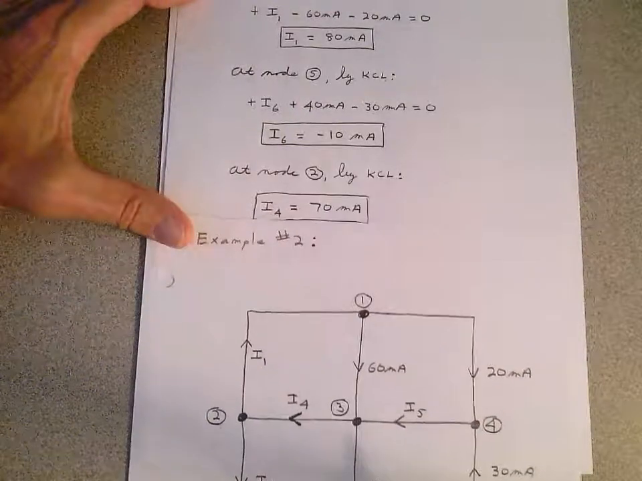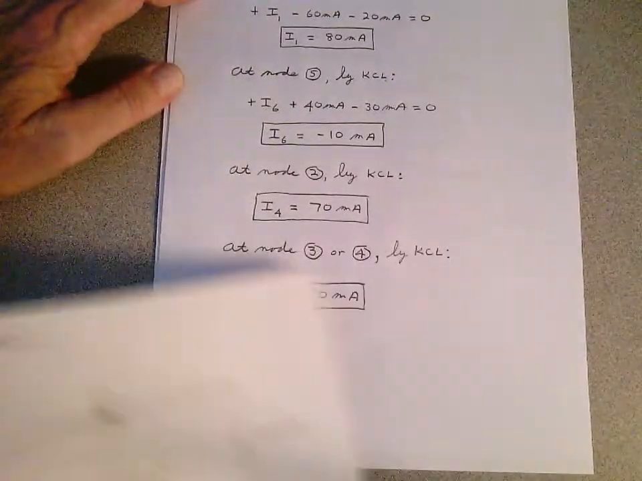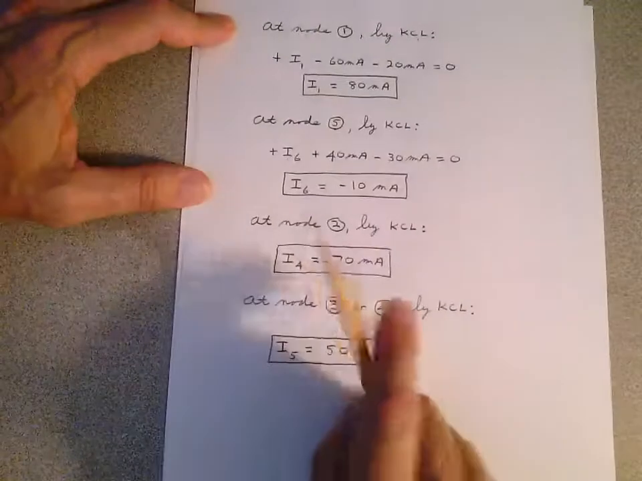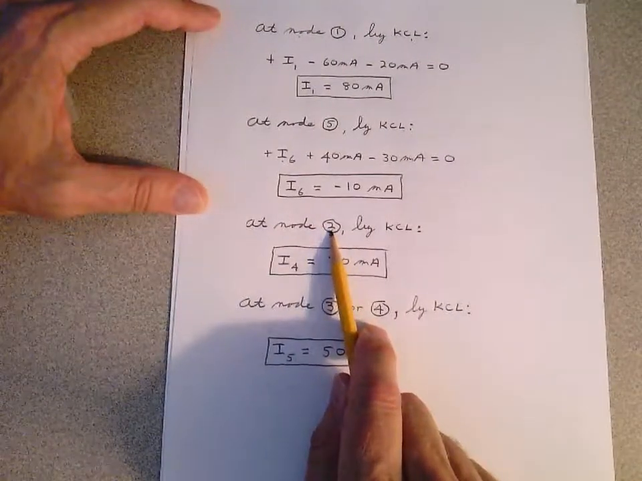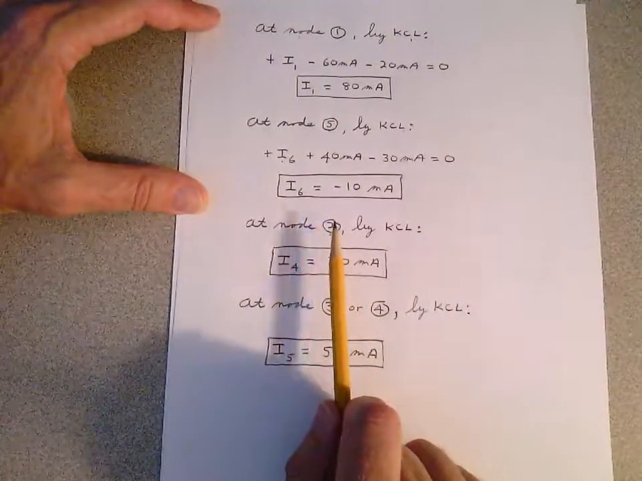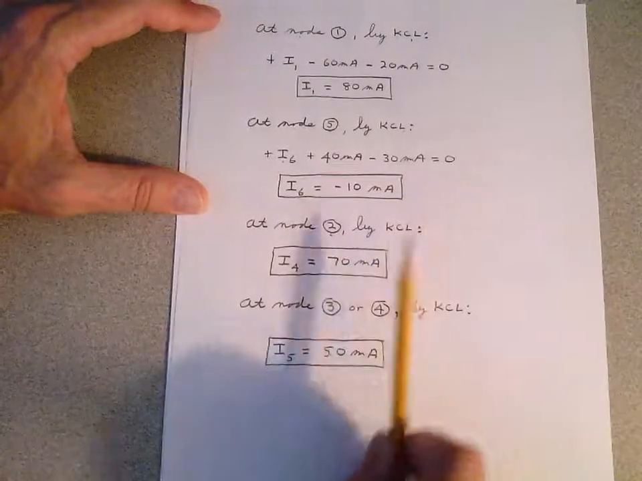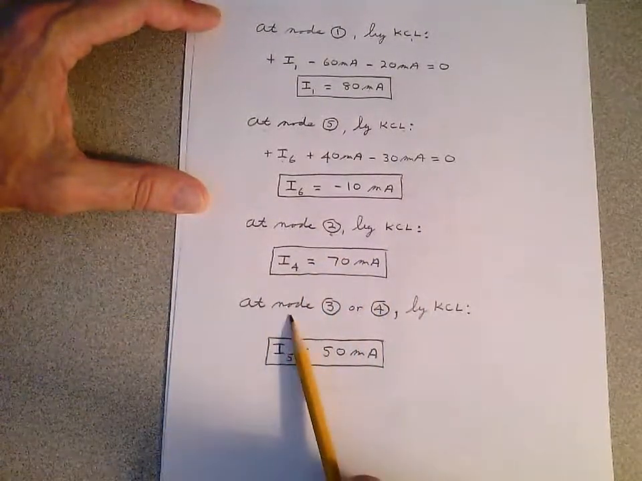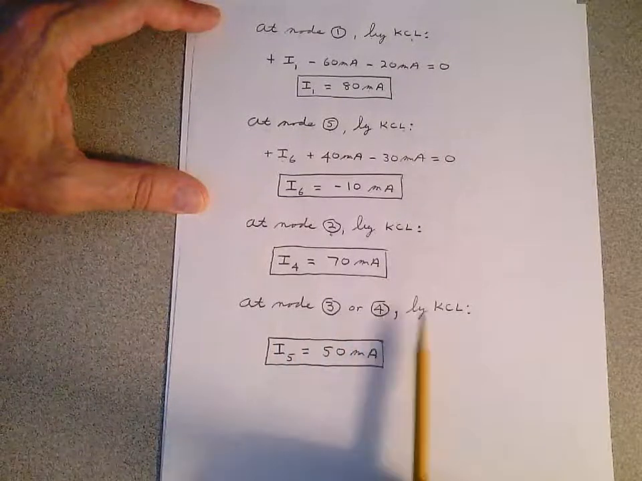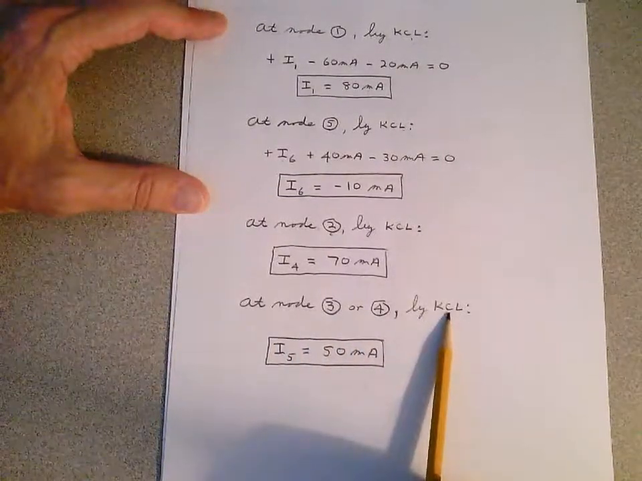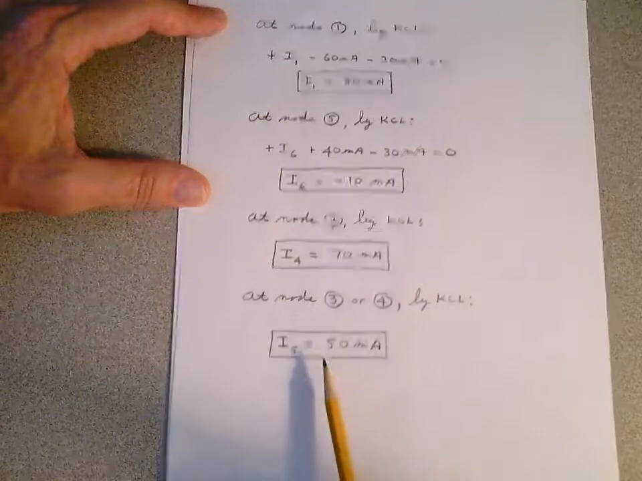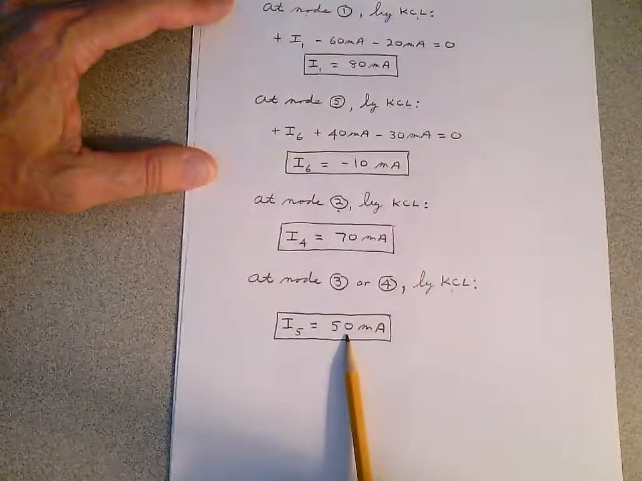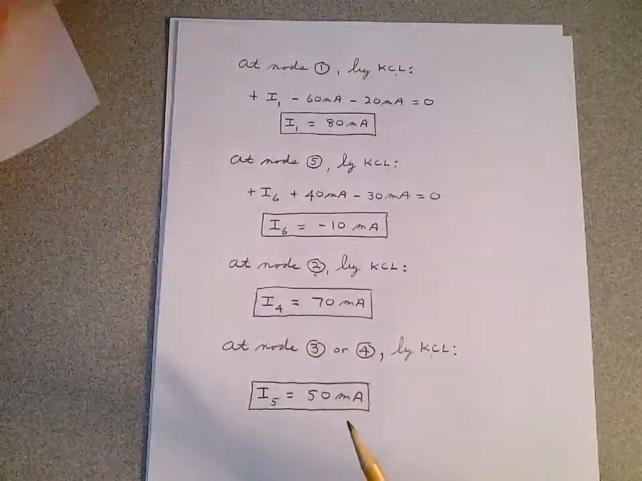See if you can move on to I2 and I3, or move on to node 2 by Kirchhoff's current law, and see if you can get 70 milliamps for I4. And then either at node 3 or node 4 by Kirchhoff's current law, see if you can get I5 equal to 50 milliamps. See if you can get those answers on your own.